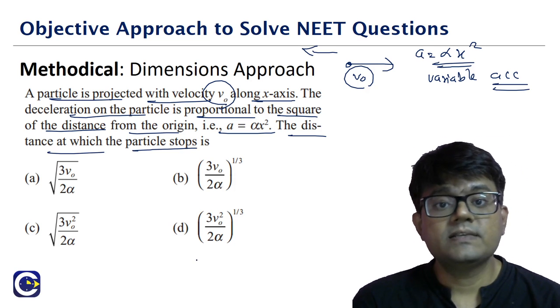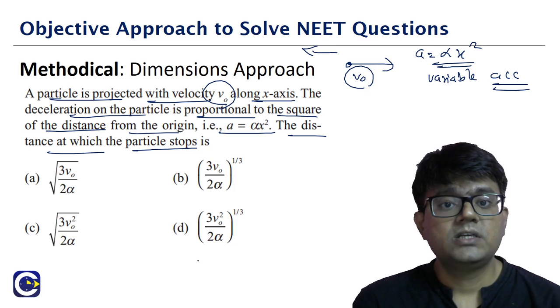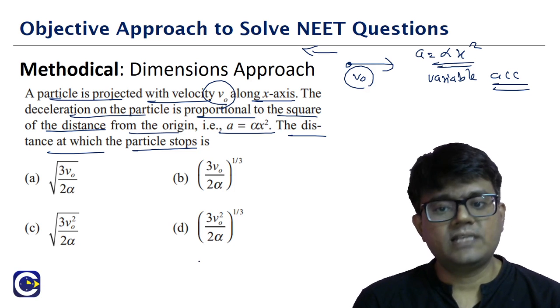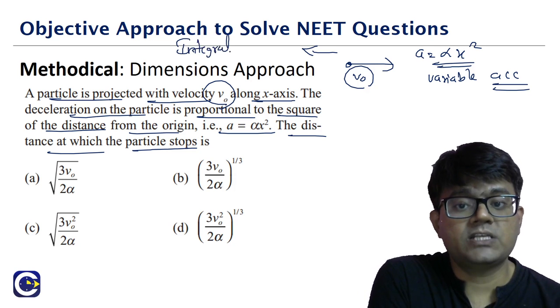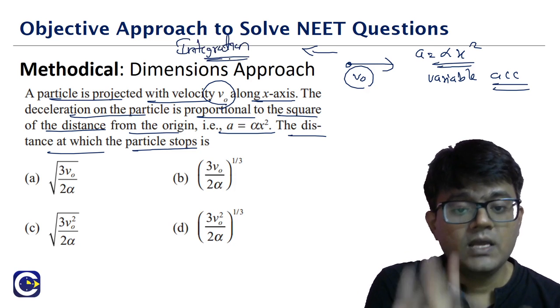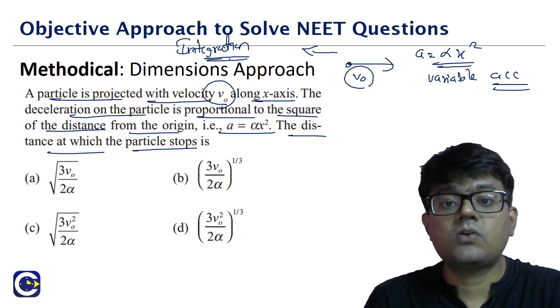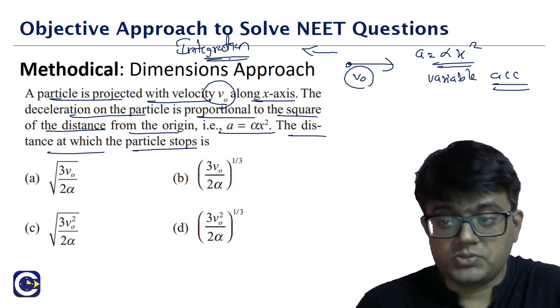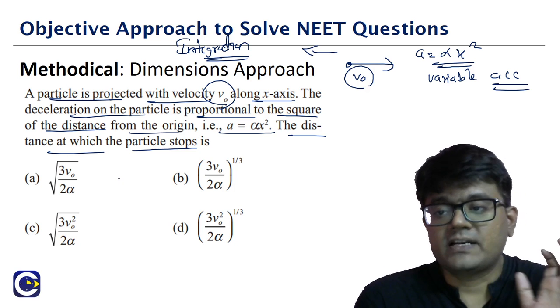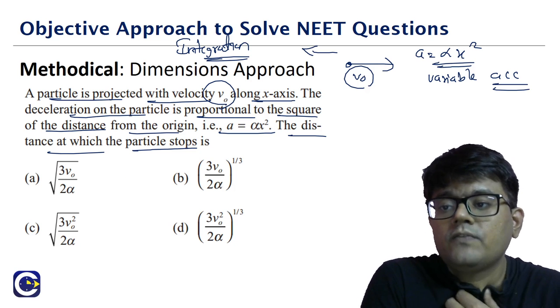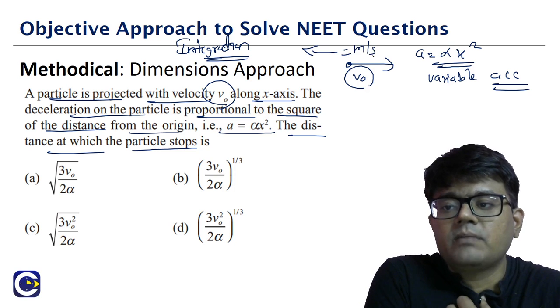We cannot solve this regularly, because this is a question on variable acceleration. So we have to use the integration approach to solve it. But again, we will try to see if we can solve the question using the dimensional approach. Look, in the options we have v0 and alpha. First, we know the unit of v0, meter per second.